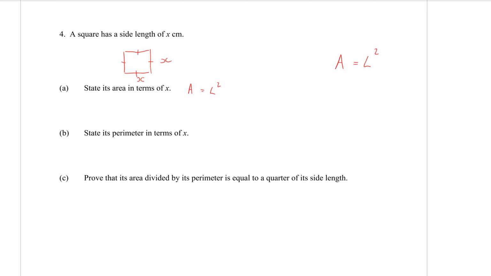So instead of putting a number in, all I'm doing is putting an x in there. It's going to be A equals x squared. And that's all it wants me to do. I can't work out what that equals because I don't know what x is. So that's it. Okay?